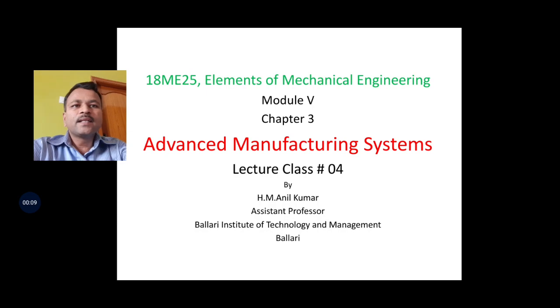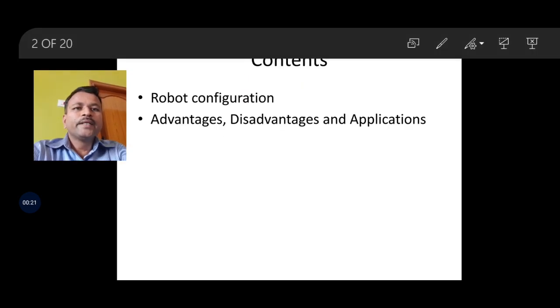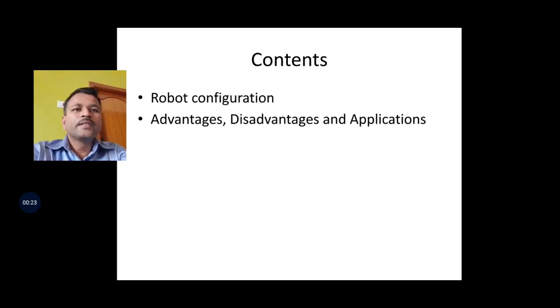This is the last lecture class in this Chapter 3, Advanced Manufacturing Systems, in the Elements of Mechanical Engineering course. This is the 5th module, the last topic, the last lecture class. Today we are going to discuss the robot configuration. It is very important from the exam point of view. Advantages, disadvantages and applications of robot.